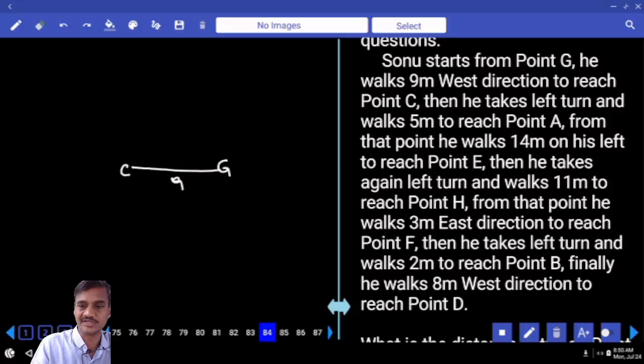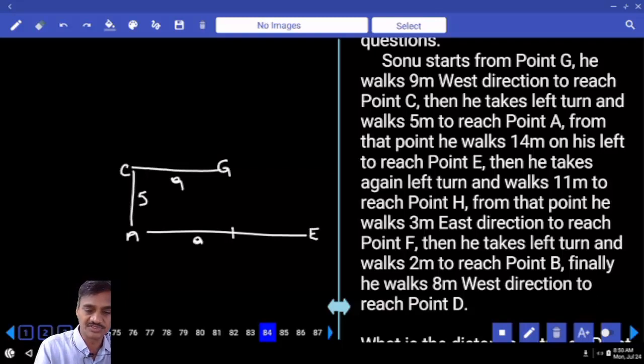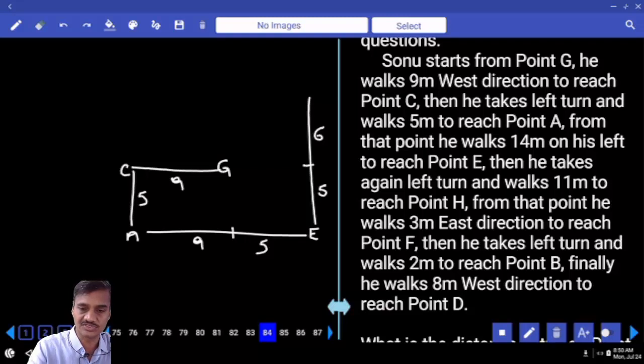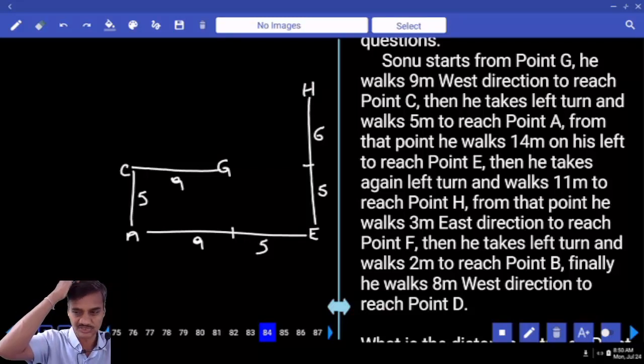Then from this one, then he takes left hand and walks 5 meters to reach a point A, and A is how many meters? 5 meters. From that he walks 14 meters towards his left hand side to reach point E. Now point E, what is the distance we have? 14. Now this is 9 plus 5 is 14. And then he takes again left hand and walks 11 meters to reach point H. From here 11 meters to reach point H, this is 5 and this is 6 and this is 6. 11 meters to reach point H.